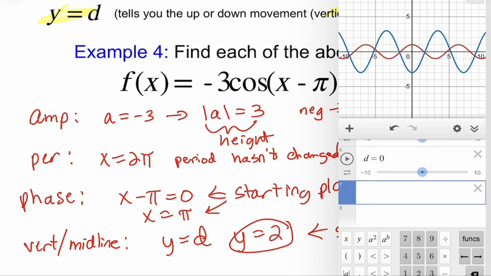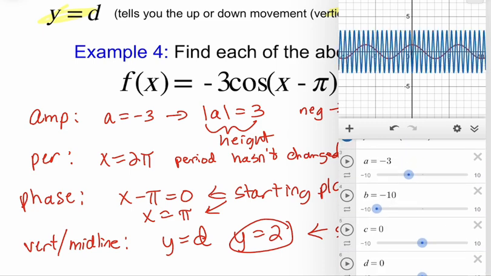Okay. So all that the negative did, now look at the red curve versus the blue curve. The -3 in front flipped it upside down, and then it made the waves three times the height. Instead of at a height of 1, it's at a height of 3. Now, the B value is still 1. There's nothing in front of the x. Remember, our period is still 2 pi. That's good. Our phase shift, we should move to the right.